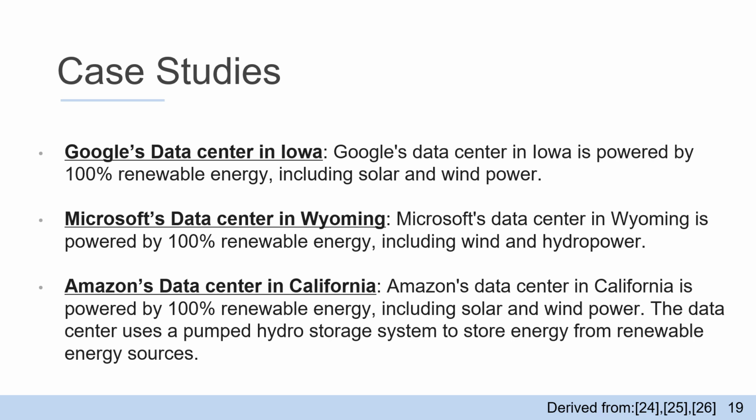Next is Microsoft's data center in Wyoming. Microsoft's data center in Wyoming is powered by 100% renewable energy, including wind and hydropower. Amazon's data center in California. Amazon's data center in California is powered by 100% renewable energy, including solar and wind power. The data center uses a pumped hydro storage system to store energy from renewable energy sources.